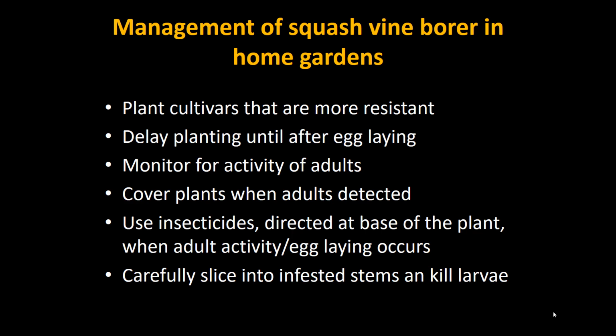But in general, for squash vine borer in home gardens, we will talk about planting cultivars that are more resistant. Delaying planting until after egg laying, that's not always possible, but if you could delay putting out the plants until early July, then usually the period is past when this insect has done most of its egg laying and you can safely plant. You could monitor for the activity of the adults.